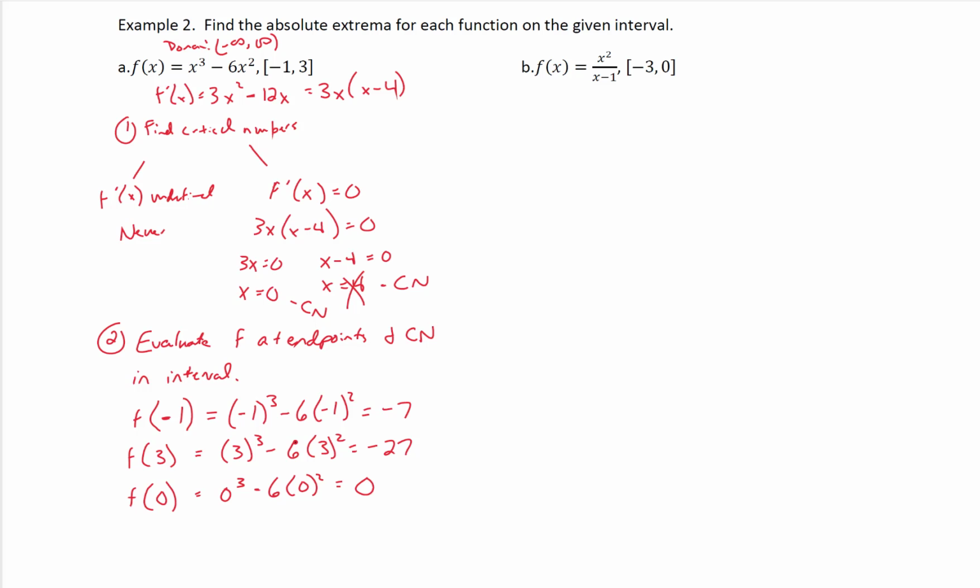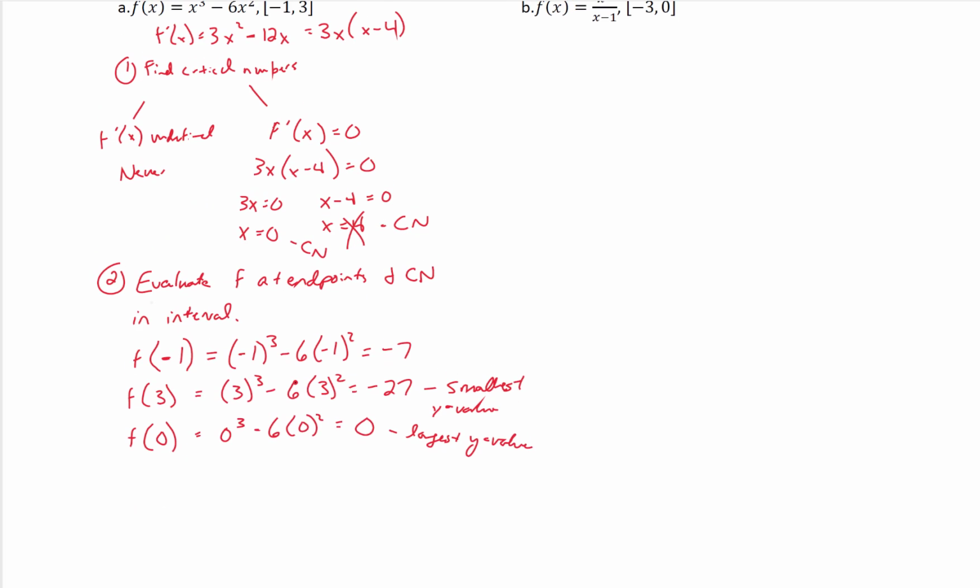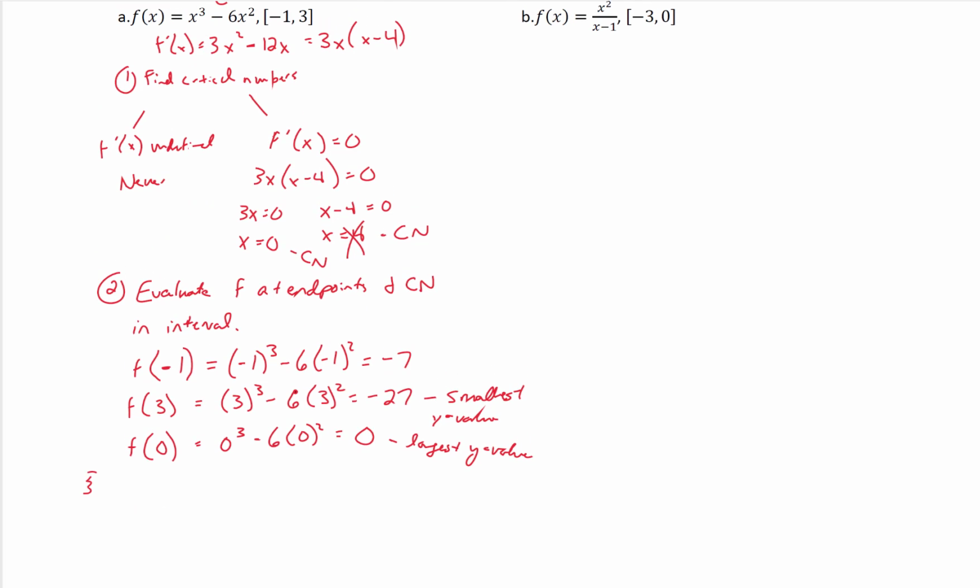And so to find your absolute extrema, you're just looking for the largest and the smallest values of the function, so the largest and smallest y value. In this case, -27 is our smallest y value. 0 is our largest y value. So what does that mean? In this case, we have an absolute minimum at 3, -27.